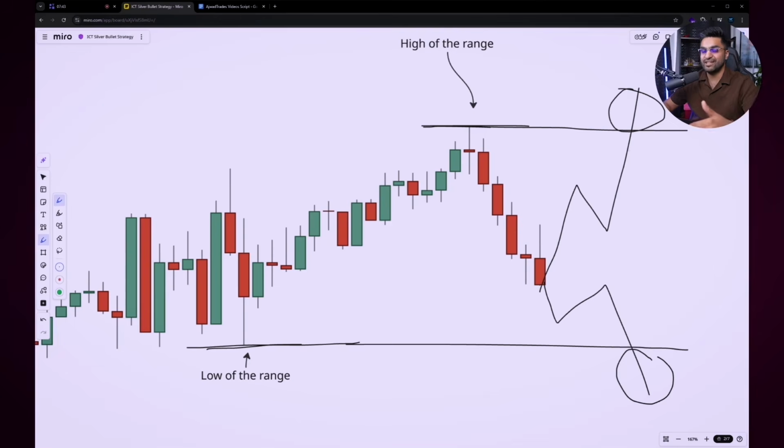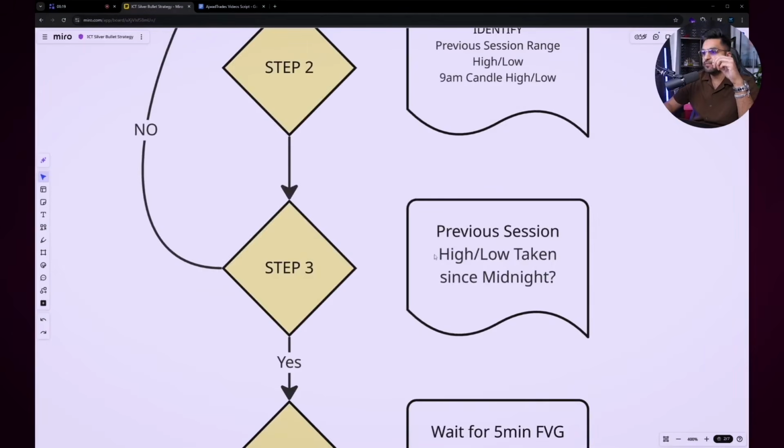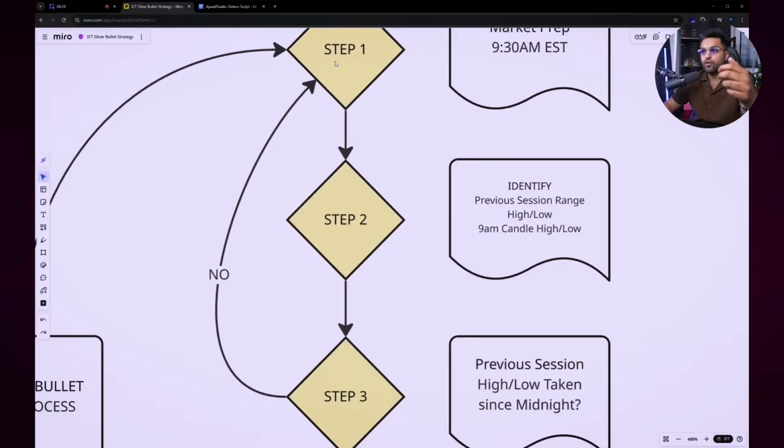If there wasn't, that means we're going to go back and wait for the next day, 9:30 a.m. We're going to do our market prep. This is super important. If the market hasn't taken out the high and low since midnight, that means we won't be moving forward. As I said, if the previous session high and low were taken since midnight, then if it's yes, we will move on to the next step. If no, then we'll go back to step 1.